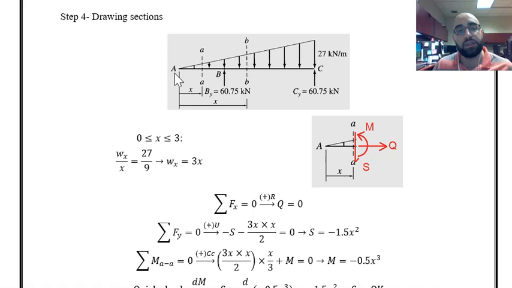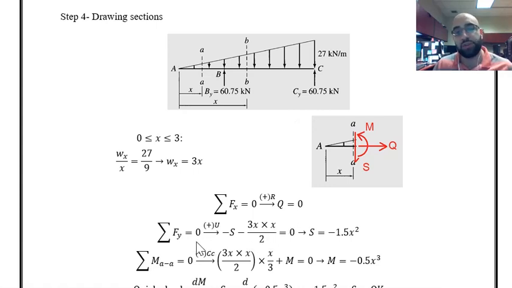The first region is point A to point B, or x from 0 to 3. In this region, I have to consider the section AA. Positive shear, moment and axial based on the convention are mentioned over here. And then I have to write the equations of equilibrium for this region. Summation of forces in x equal to 0. There is nothing applied in x except the axial force, so it is equal to 0, which means the beam does not have any axial load in this region.